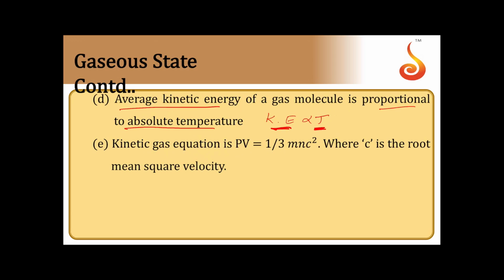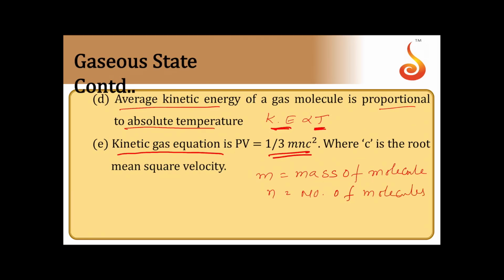Now comes the kinetic gas equation. The kinetic gas equation is PV is equal to 1/3 mNc square. In PV equals 1/3 mNc square, the small m stands for the mass of each molecule, N is the number of molecules, and c is the RMS velocity of the molecules.